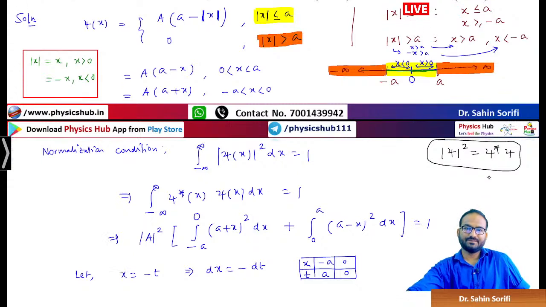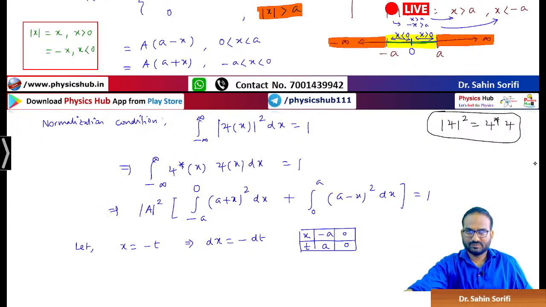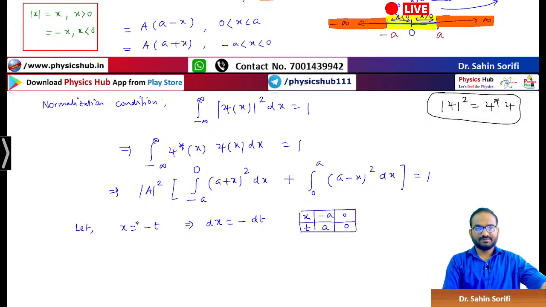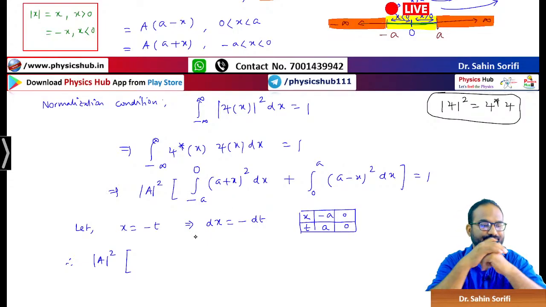Any more confusion? These are simple math of class 12, right? We learned it in class 12. So we can write mod a square. As you can see, it is becoming a to 0, so we can change the limit from 0 to a.